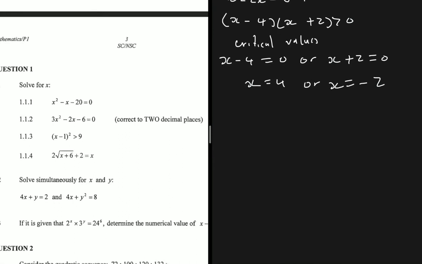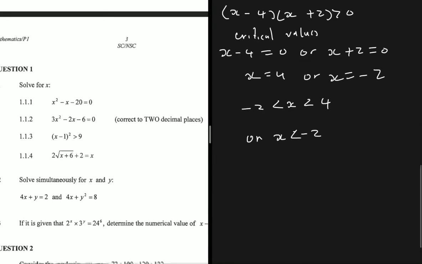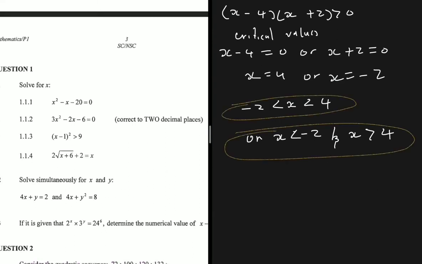two possible answers. It's either our answer is minus 2 is less than x, but x is less than 4, or we can have x being less than minus 2 and x being greater than 4, right? These are our only two possible solutions.